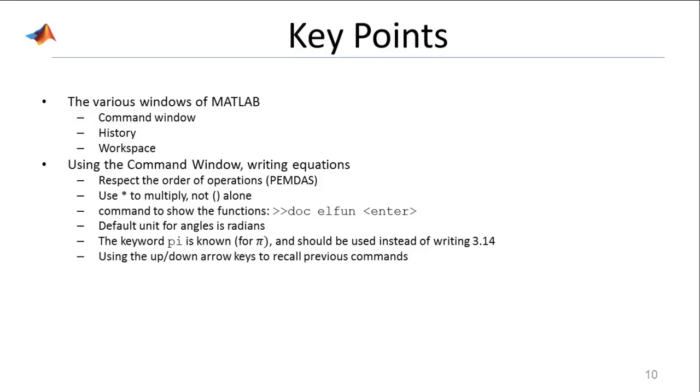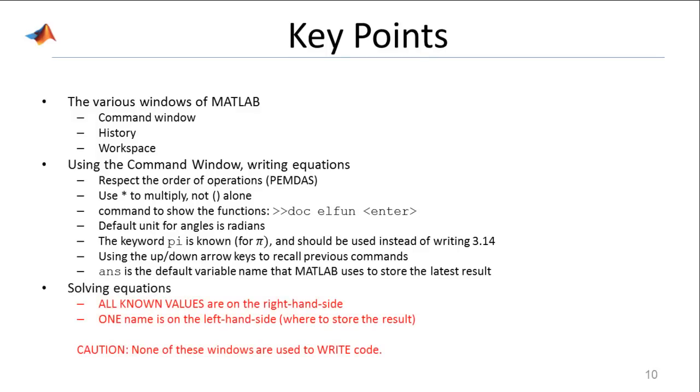Use the up and down arrow keys to call back what you've already done. And ANS is the default variable name that MATLAB uses to store the latest result. As far as solving equation, we have to solve them first on paper before we can code them. All known values need to be on the right hand side of the equal sign. And the one name that's on the left side is the one unknown you're trying to solve for. Now caution, none of these windows are used to write code. As soon as we exit, we have lost all our work. So how does it work? How can we code? That's the next tutorial.